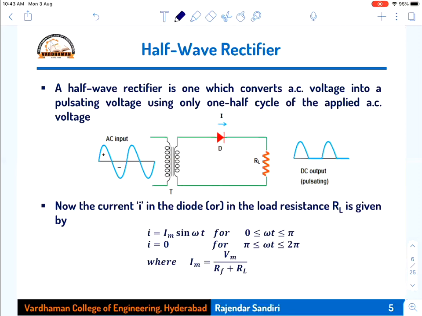Now from 0 to pi, this is 0, this is pi, and 2 pi. If you take one cycle, the same cycle repeats. So we'll take the operation from 0 to 2 pi, and from 2 pi to 3 pi, 4 pi, and so on it will be the same. Now in 0 to 2 pi, 0 to pi is the positive cycle, pi to 2 pi is the negative cycle.